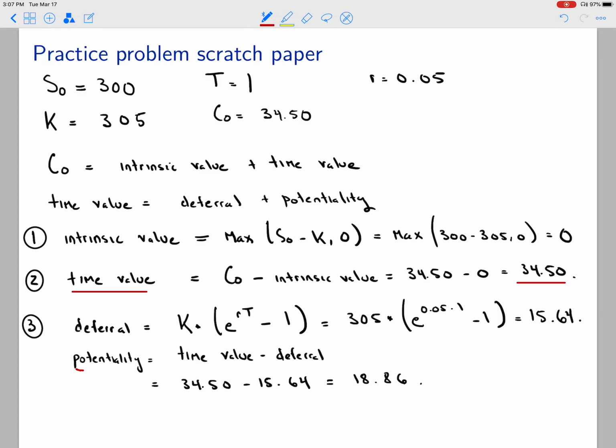First, the potentiality value makes up the largest portion of the options premium. It's well over 50%. But deferral is not insignificant. It actually makes up almost half of the options value. Pushing the strike price payment to the future makes up almost half of this options value. Time value of money counts for at least half or nearly half of the options premium.